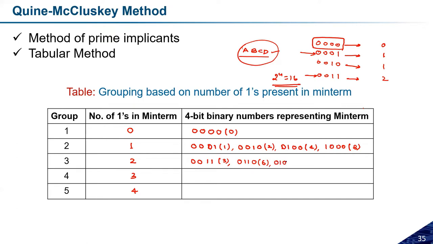Next, 0, 1, 0, 1. What is the equivalent of this one? 5. What other possibilities? 1, 0, 0, 1. What is the equivalent of this one? 9. What other numbers? 1, 1, 0, 0. What is the equivalent of this one? 12. Perfect. What other numbers? 1, 0, 0, 1. We have already done 1001.